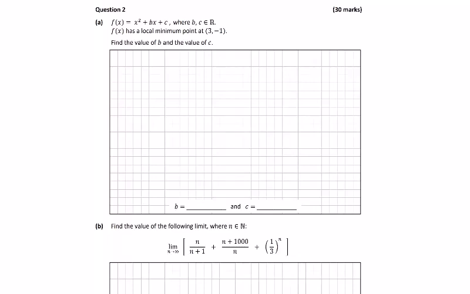In question 2, f of x is equal to ax squared plus bx plus c. B and c are real. It has a local minimum at 3, minus 1. And find the value of b and c. So local minimum at 3, minus 1. Let's say it's this point here.